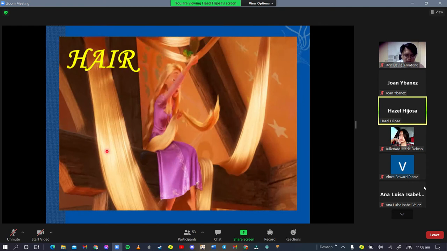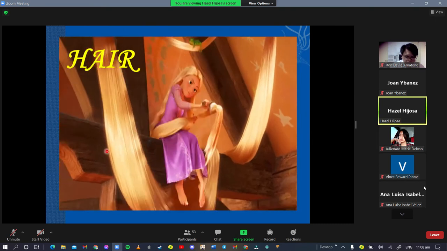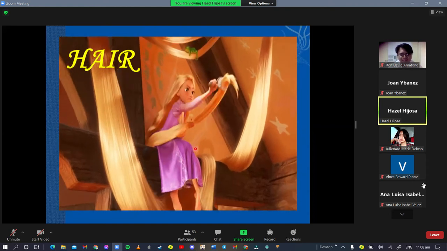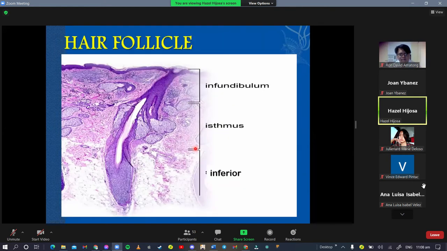We now go to the skin appendages and their derivatives. One of them is hair. Do you remember this cartoon character? She has the longest hair in Disney World. This is Rapunzel. The hair follicle is a keratinized structure which is derived from the tubular invagination of the epidermis.